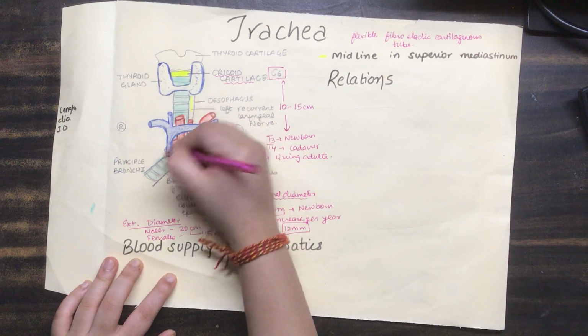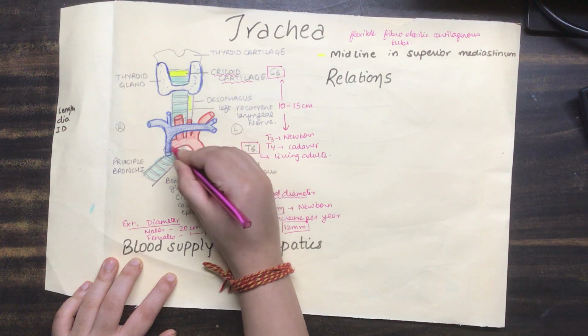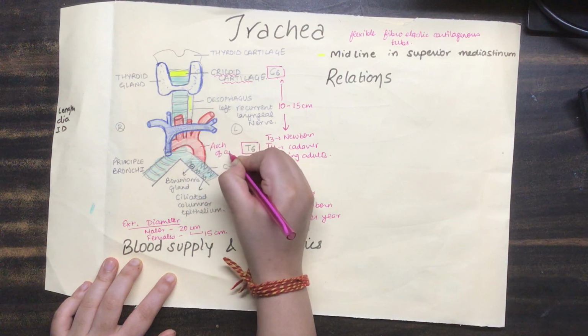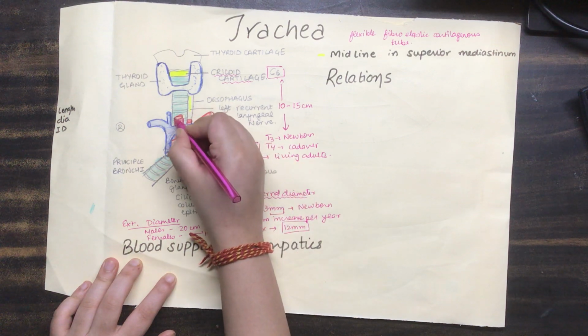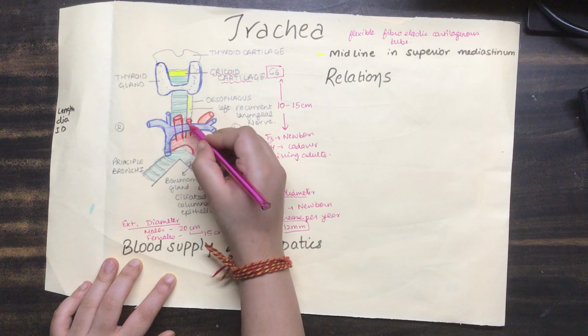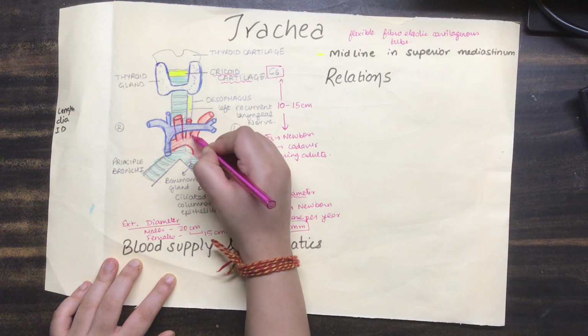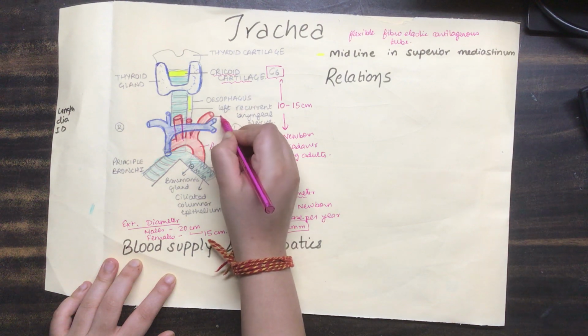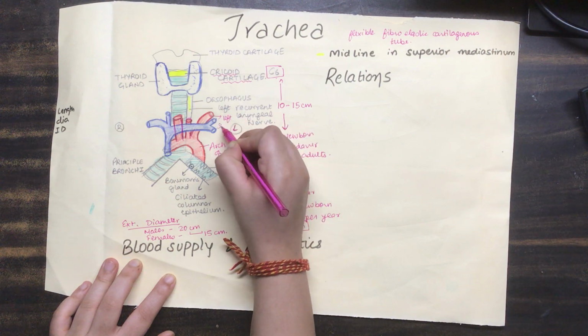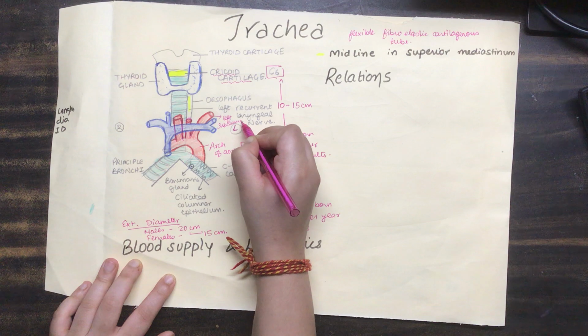Now this is the trachea, and this is the arch of aorta. From the arch of aorta, this one is the brachiocephalic trunk, this is the common carotid, and this one is the subclavian, or we can say the left subclavian, on the left side. And here we have the brachiocephalic.